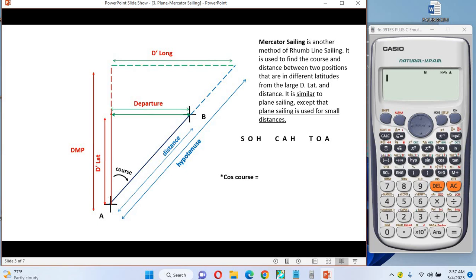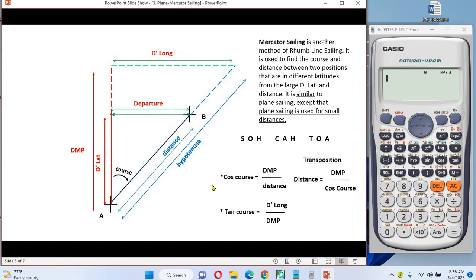For the cosine of the course, adjacent is DMP over hypotenuse, so distance. There you go. And then to make it easier, we will transpose. So transposing for the distance, distance is equal to DMP over cosine course. And of course, for tangent course, so D-long over DMP. So tangent, opposite over adjacent, so D-long over DMP. Okay, so these are the two known formulas for Mercator sailing.